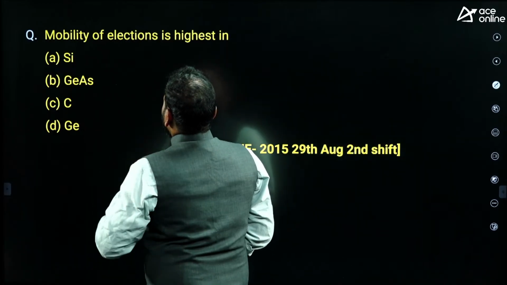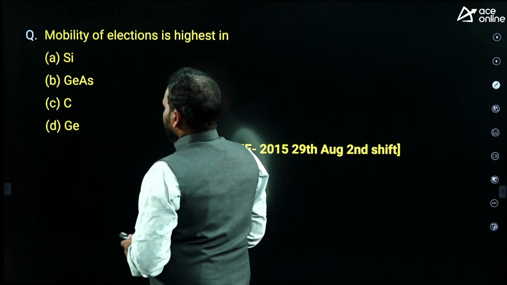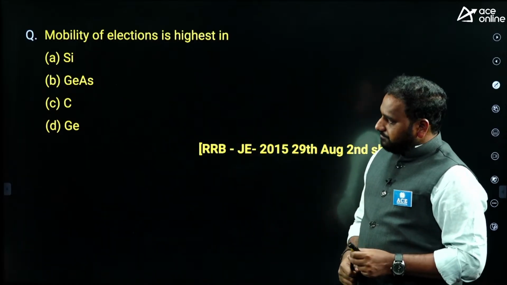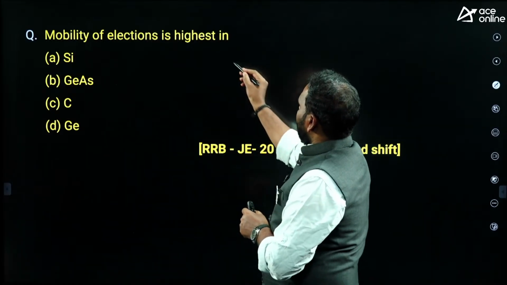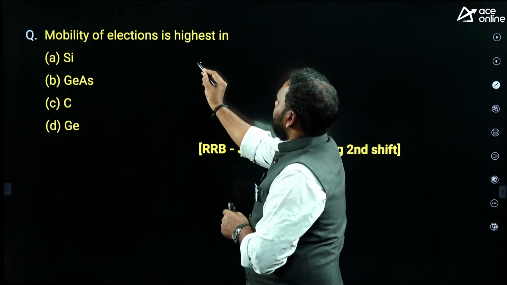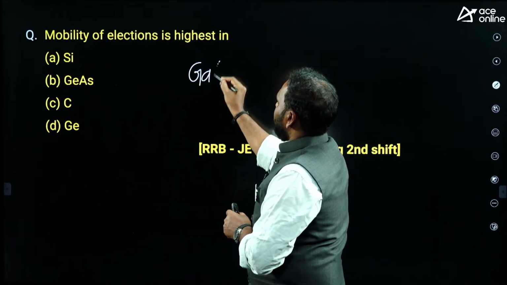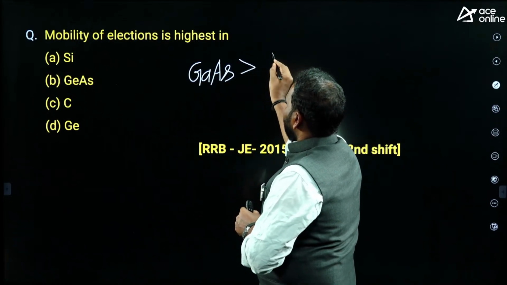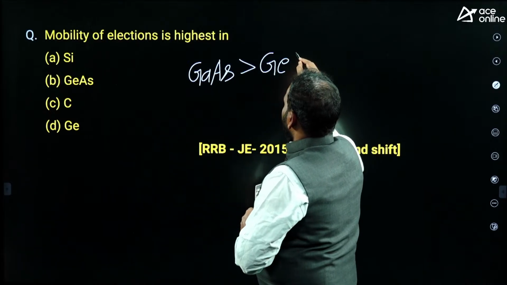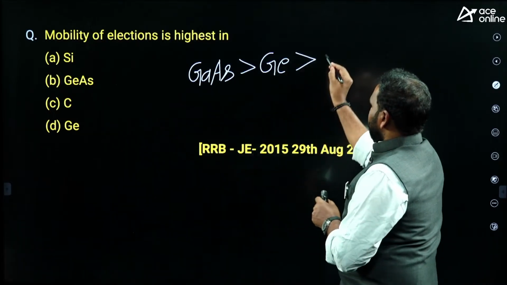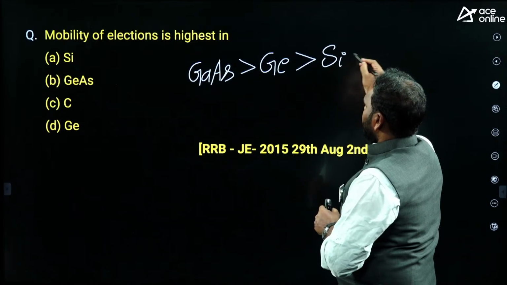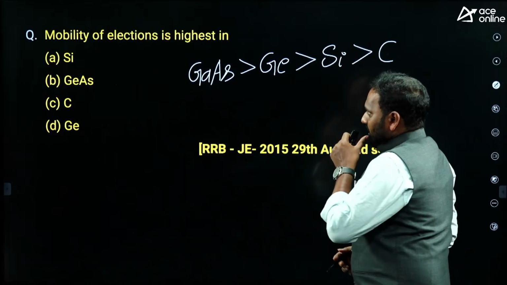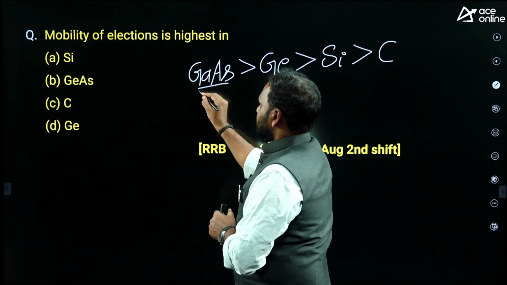Mobility of electrons is highest in... Actually, this is a little contradictory question. Look at this, guys. Mobility of electrons in gallium arsenide is generally much greater than germanium. After that, silicon comparatively, and then carbon. So highest mobility: gallium arsenide.